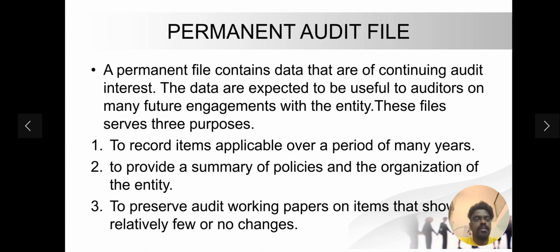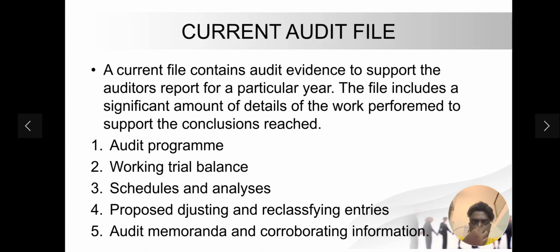So the second one, the current audit file. The current file contains audit evidence to support the auditor's report for a particular year. The file includes a significant amount of details of the work performed to support the conclusions reached. So in the current audit file, there must be included audit program, working trial balance, schedules and analyses, proposed adjusting and reclassifying entries, audit memoranda and corroborating information.